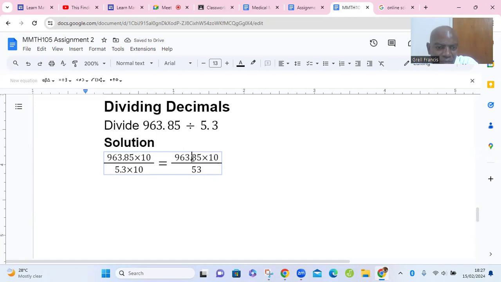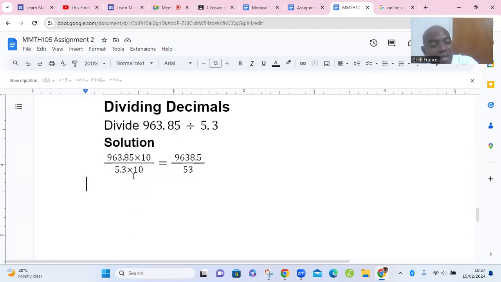And now that decimal point will shift, it will go one place to the right, and then we have 9638.5. So basically, we are dividing 9638.5 by 53. That will give us the same value as 963.85 over 5.3. It's just like saying 10 divided by 5 is 2. Now, if I multiply 10 by 10, and I multiply 5 by 10, I'll have 100 divided by 50. 100 divided by 50 is 2.